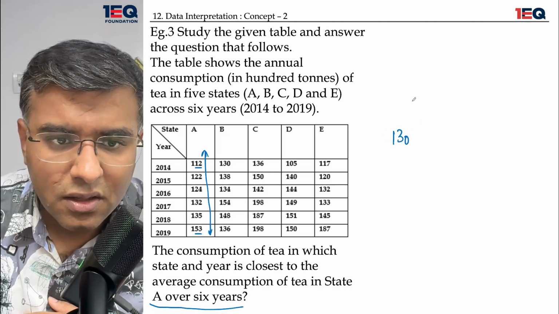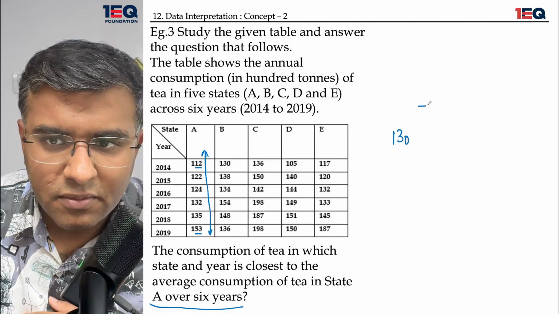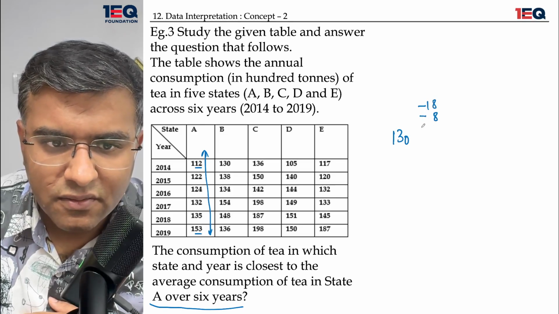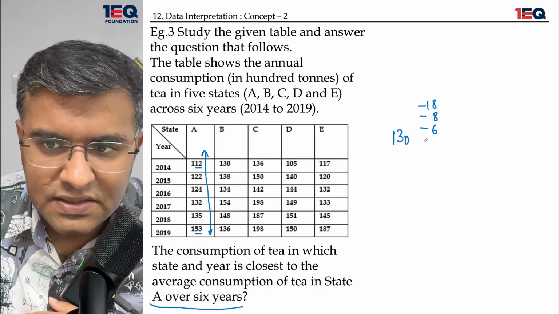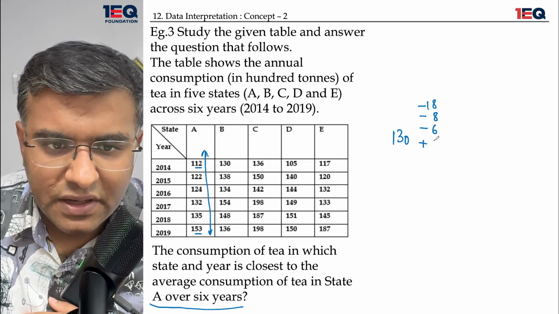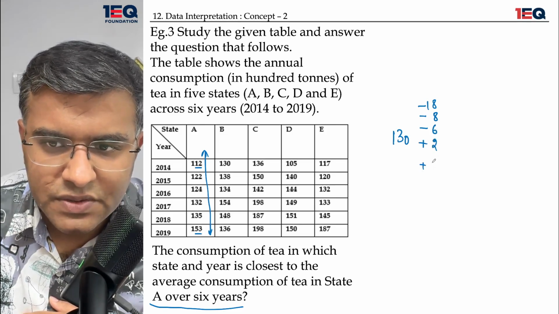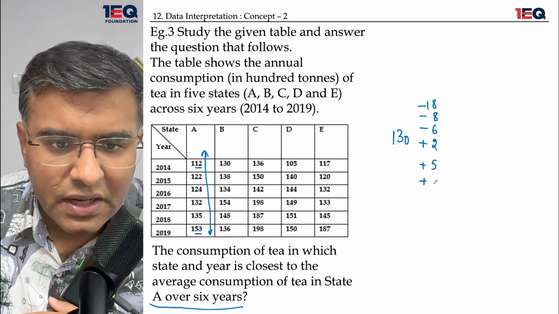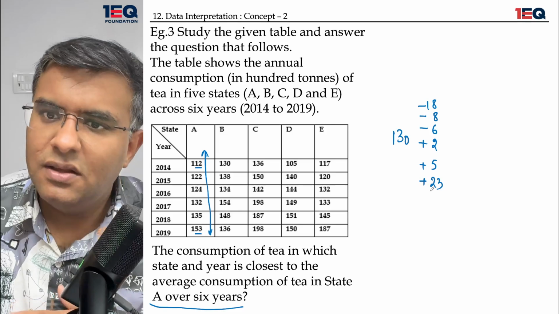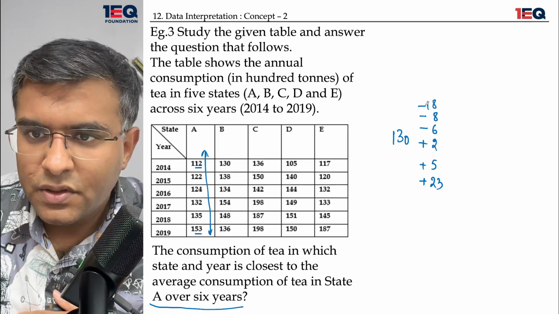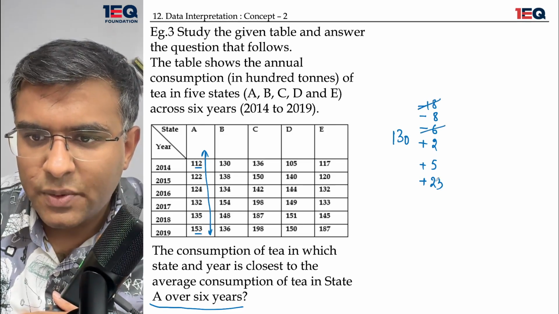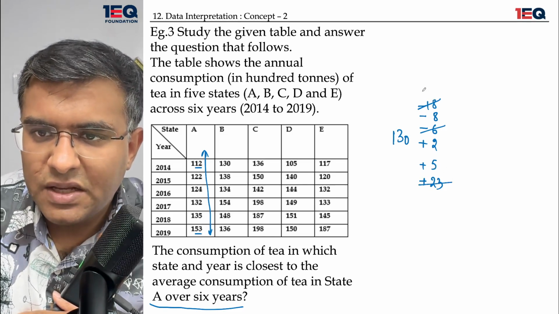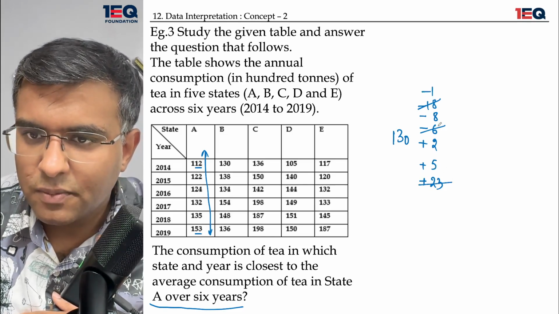For A, for 2014, it will be minus 18. For 2015, it's going to be minus 8. For 2016, it's going to be minus 6. For 2017, it's going to be plus 2. For 2018, it's going to be plus 5. And for 2019, it's going to be plus 23. So this is minus 24 and this is plus 23, which gives me a leverage of minus 1 here.